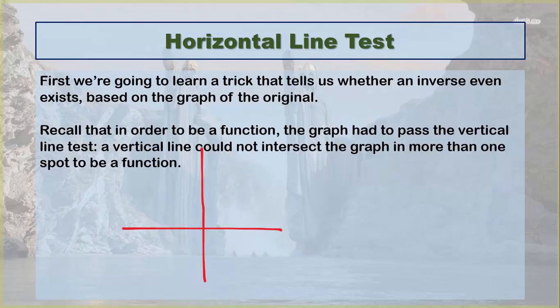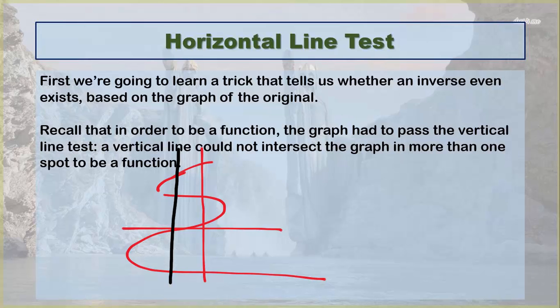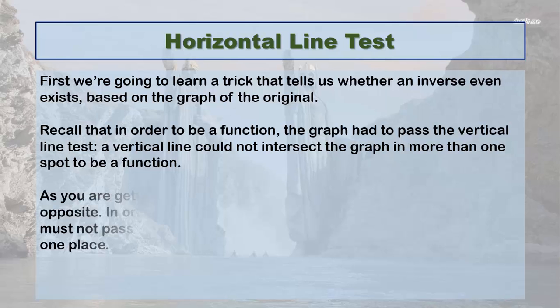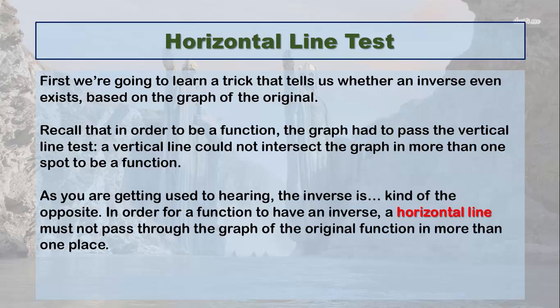However, if we had a function that looked like this, okay, that one doesn't pass because a vertical line could pass through as many as 4 spots on there. So that is not a function. All right, so keep that in mind as we go through the horizontal line test, because the inverse, as you've already gotten used to hearing, is kind of the opposite. So in order for a function to have an inverse, it's a horizontal line that cannot pass through the graph of the original function more than once.